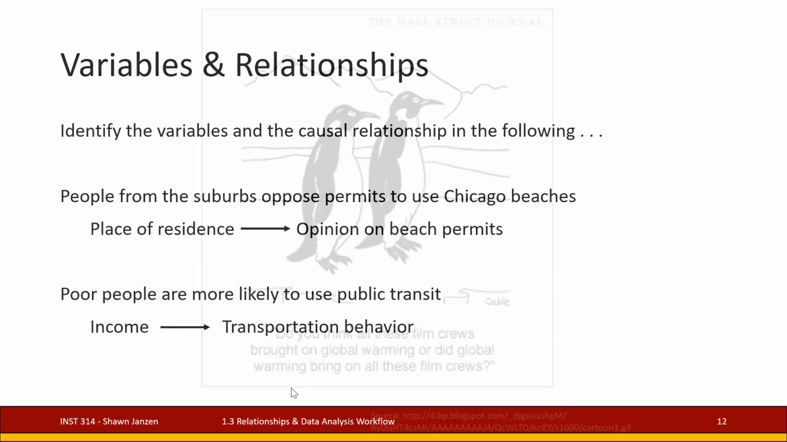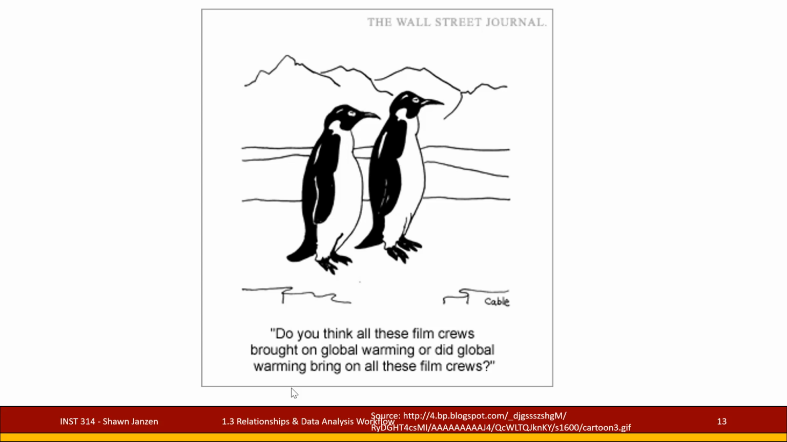This is a little clip found out on the internet here from the Wall Street Journal, where you have a couple penguins hanging out on an iceberg, and the caption says, "Do you think all these film crews brought on global warming, or did the global warming bring on all these film crews?" This is just a little fun bit, but I want you to think about it in terms of these causal relationships. Which one is X, which one is Y, and which one is causing the other, or are they causing each other?